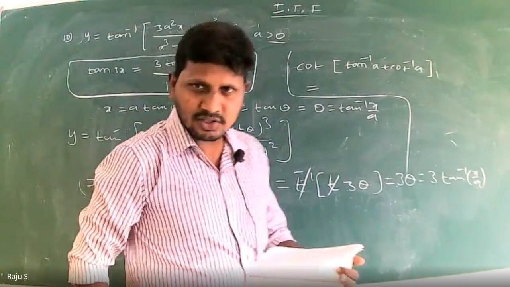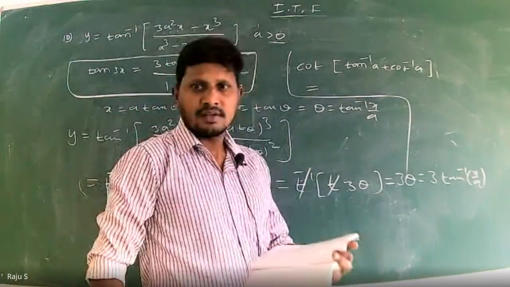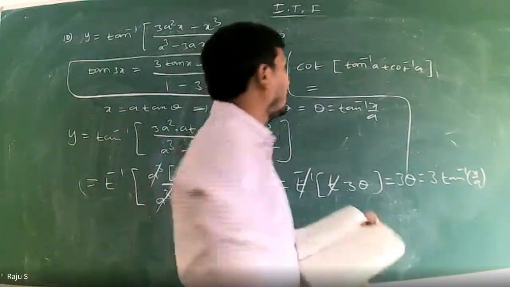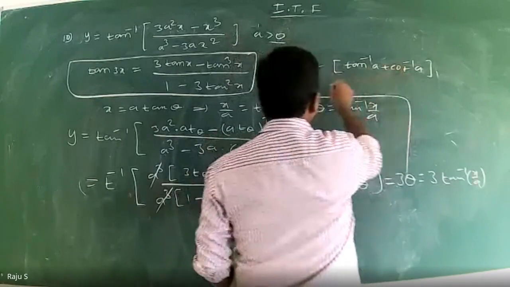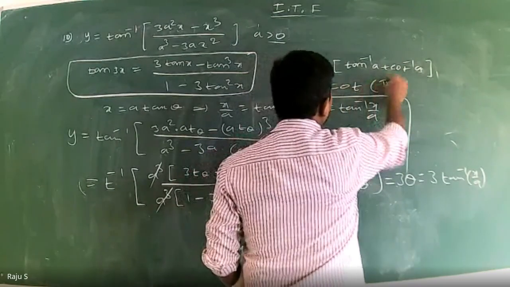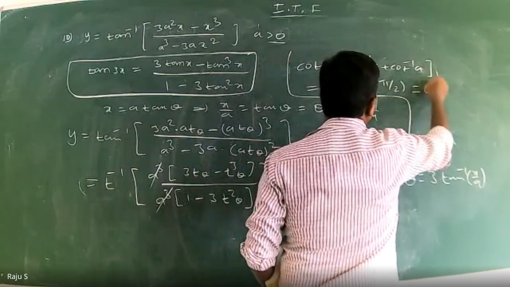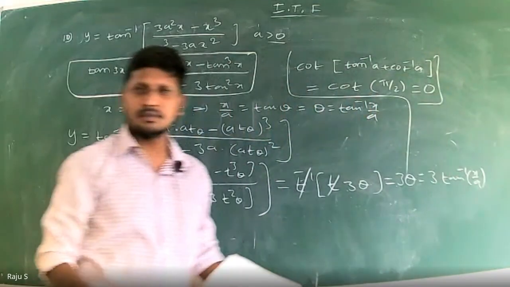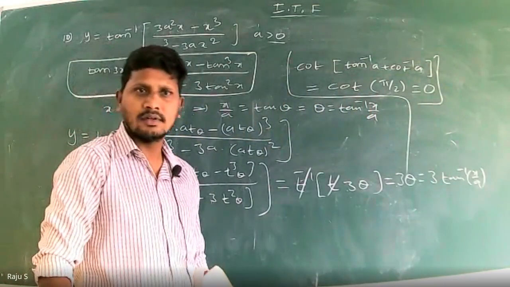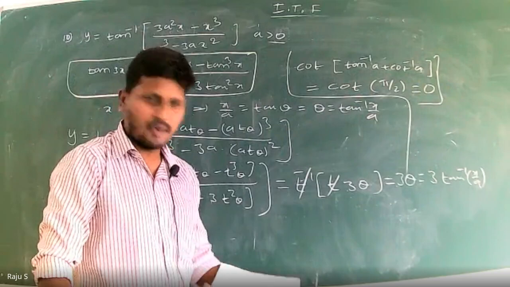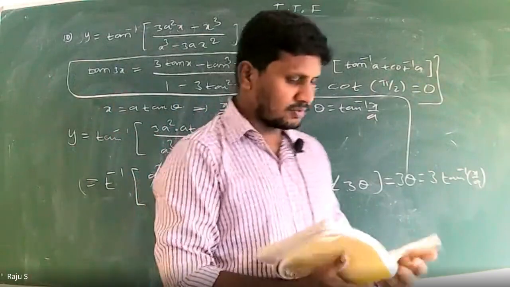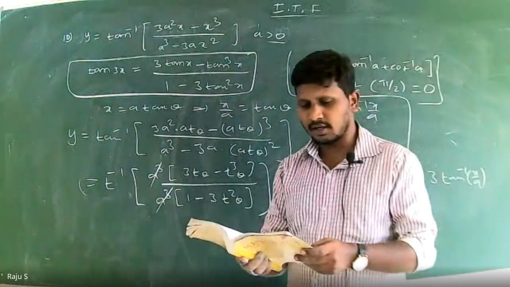Yes, Siddhartha said 0. Exactly. See here, tan inverse plus cot inverse is always 90. 90 means cot 90, which is 0. That is the answer for question number 12. And question number 11 is 45 degrees, sir. Question number 11 is 45.